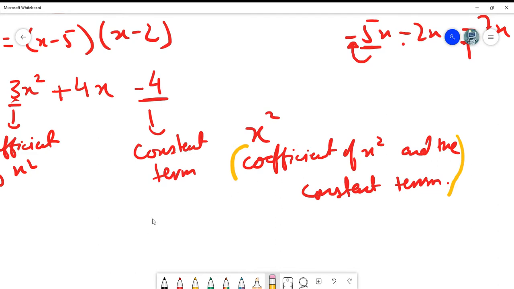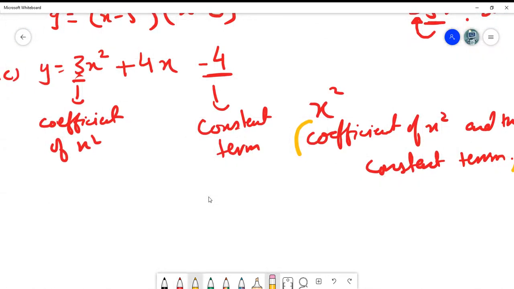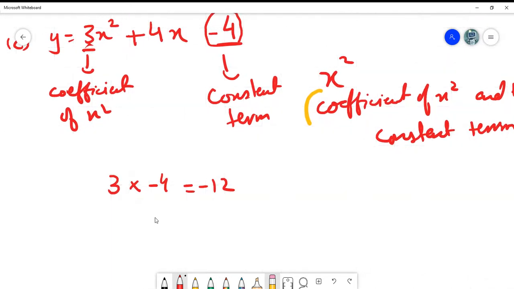Let's multiply the coefficient of x square, which is 3, and the constant term, which is -4. Please bear in mind, I've also regarded the sign of the constant term. I'll not ignore the sign. The sign of the constant term is negative. So 3 times -4 is -12. Once I've established that the product of the coefficient of x square and the constant term is -12, I will now start the question.